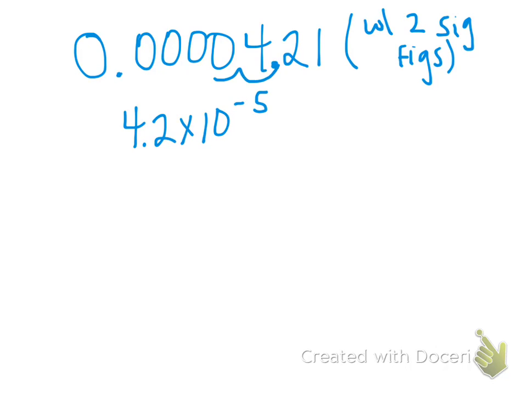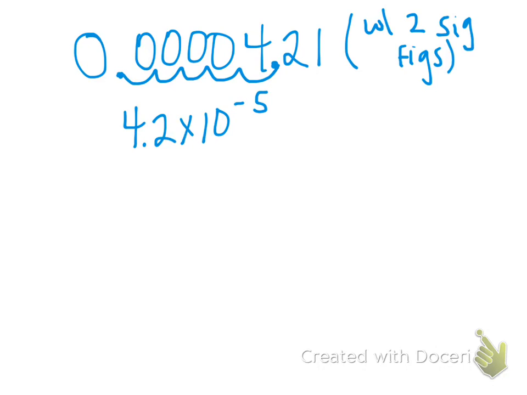Then I move 1, 2, 3, 4, 5 places. The number that I wanted to express is less than 1, so I'm going to have a negative exponent here, negative 5. Some people try to memorize whether moving to the left or to the right is when the exponent is negative or positive.